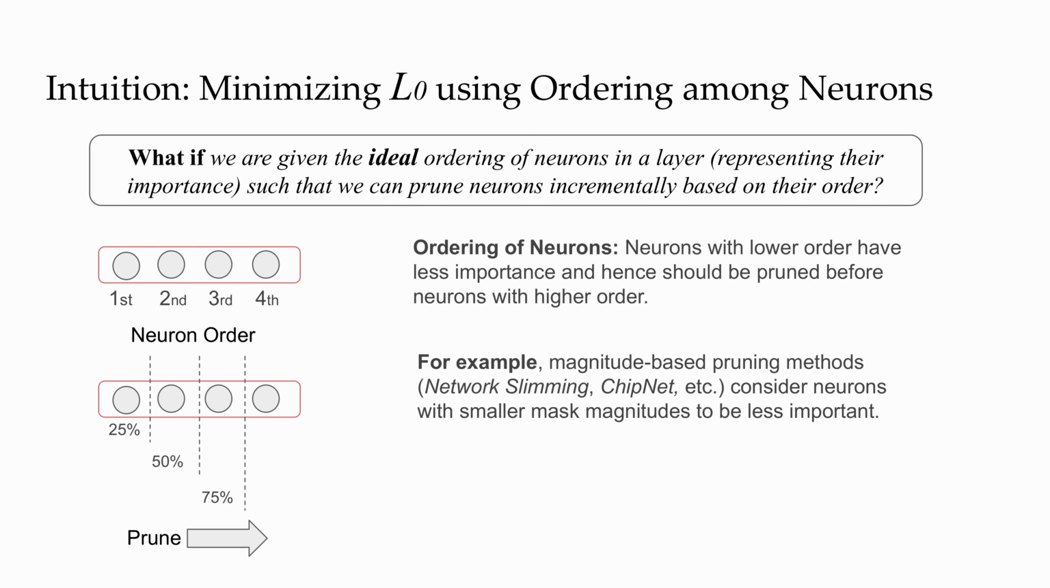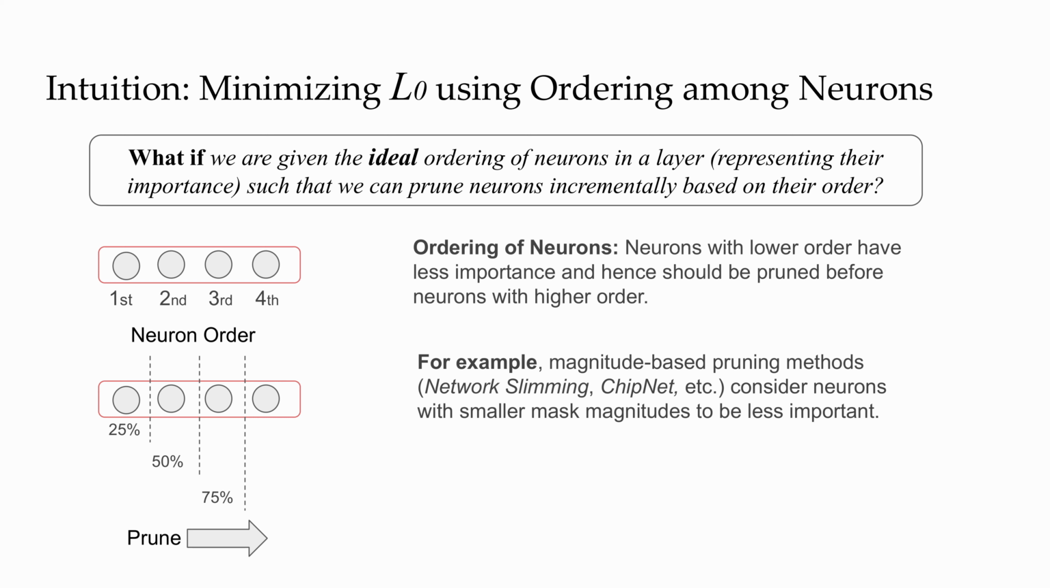The basic intuition behind our approach is to use an ordering among neurons to perform direct L0 minimization of mask values. To understand this intuition, let us assume that we are given the ideal ordering of neurons in a layer, representing their importance of being pruned. Based on this ordering, we can prune neurons incrementally by masking out neurons with a lower order before going to neurons with a higher order.